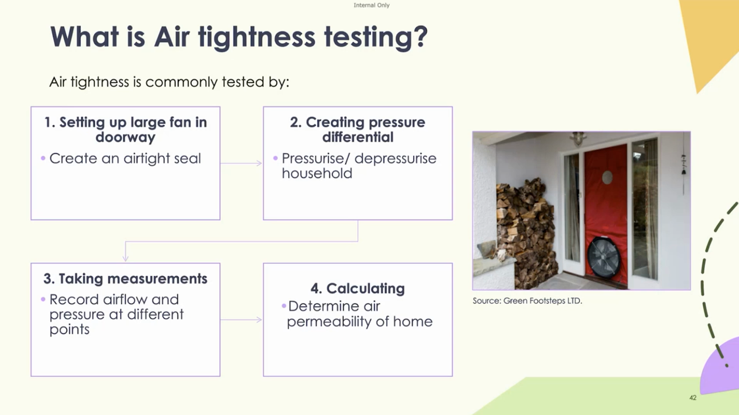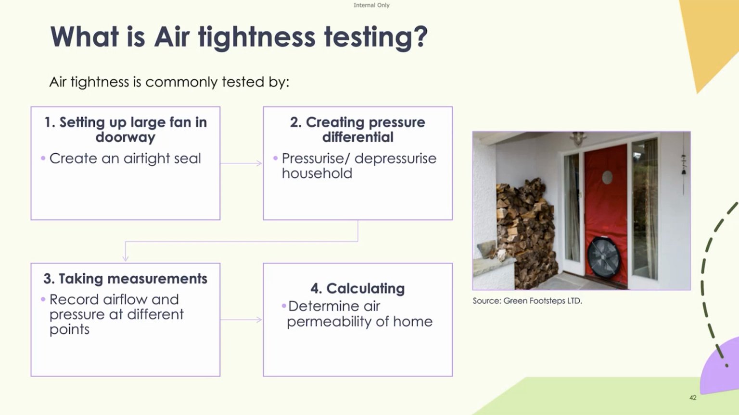You can see that red door with a fan. You'll either pressurize or depressurize the household, and from this test you will be able to identify where those key gaps are within your construction. You can sometimes add extra bits of kit, such as smoke guns and smoke machines, which can help show where the smoke is going, and it can show you where those key gaps are.